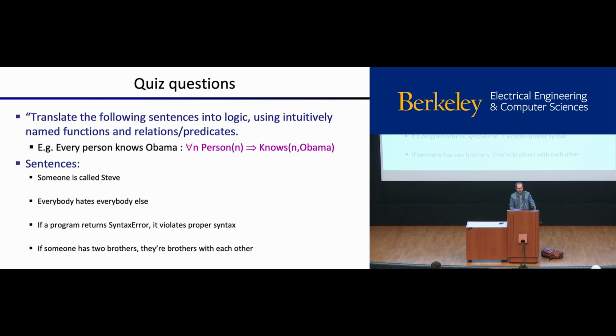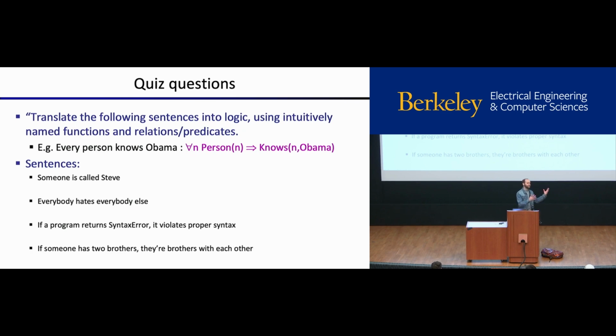So translate the following sentences into logic. Use intuitively named functions and relations or predicates. Here's an example. Every person knows Obama, as I showed. For all n, person n implies n knows Obama. So try writing these down either on paper or computer, and then I'll show you how I've written them down.